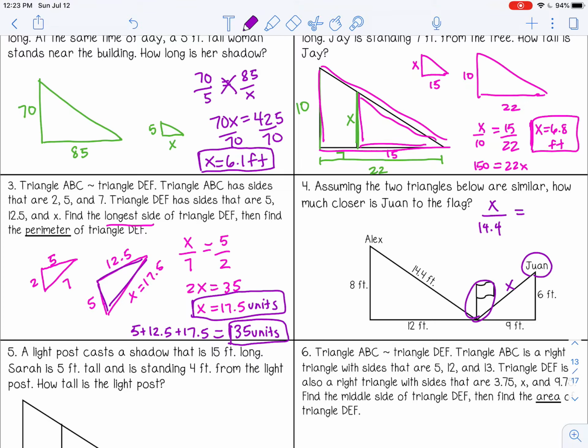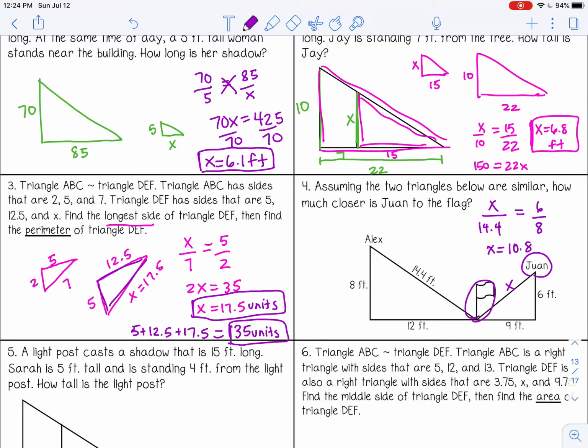And then I just need to pick another two sides that correspond. So I'm going to use 6 and 8. All right, I'm going to cross multiply those. And then that gives me 10.8.